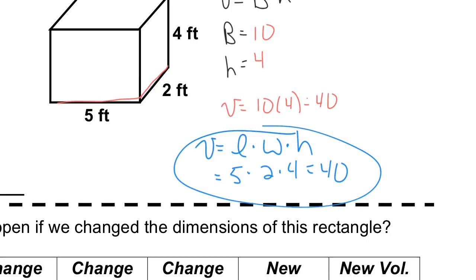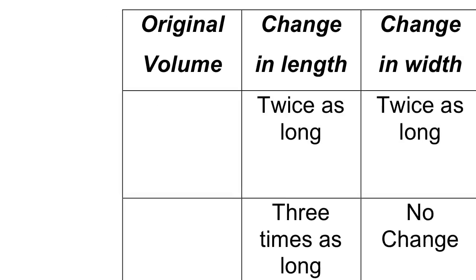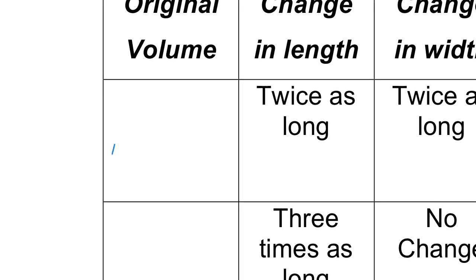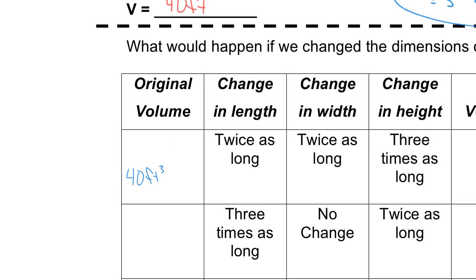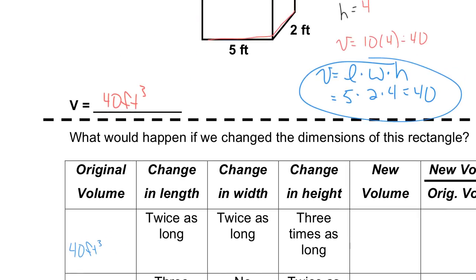So remember when we did this before, this table looks very similar as well. It may not make perfect sense. It probably makes better sense than that other one did at first, but follow through, and I promise you by the end, you'll see how easy it is. So we're going to start over here with our original volume, which was 40 feet cubed. Then we're going to change the length, width, and the height. Now I'm going to go in there as if 5 is the length, 2 is the width, and 4 is the height, just like I did up here.